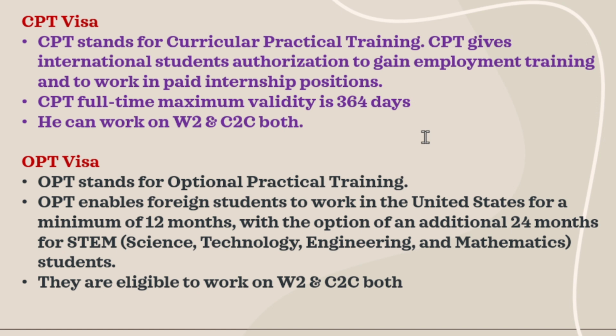Next is OPT. OPT stands for optional practical training, and this is for foreign students who can work in the United States for a minimum of 12 months, with an option of an additional 24 months for STEM. STEM means science, technology, engineering and mathematics, and they are eligible to work on W2 and corp to corp both.